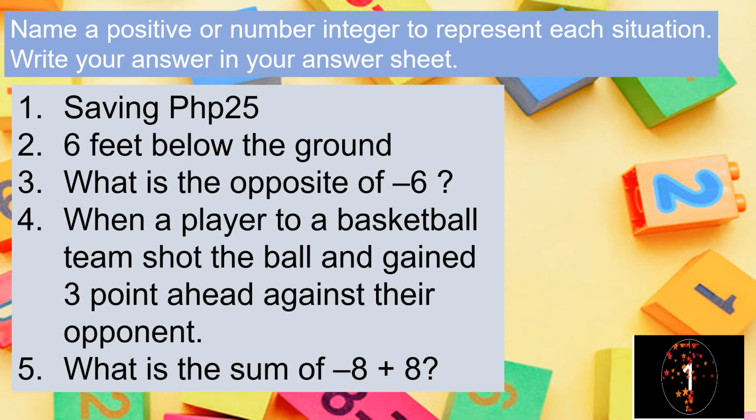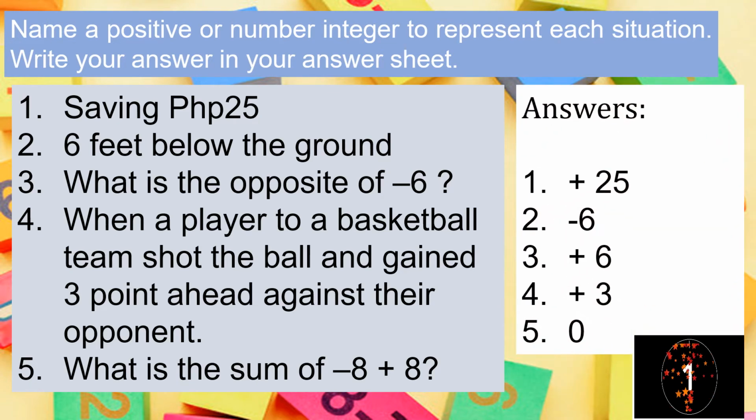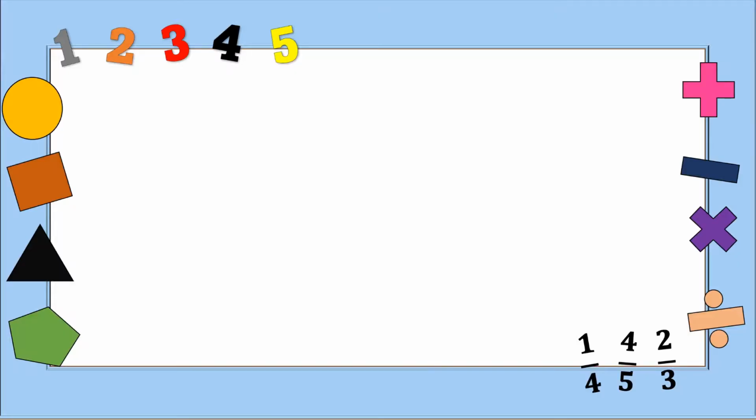Okay, so the answers. Number 1, positive 25. Number 2, negative 6. Number 3, what is the opposite of negative 6? Positive 6. Number 4, positive 3. And number 5, what is the sum of negative 8 and positive 8? It equals 0. Okay, next.